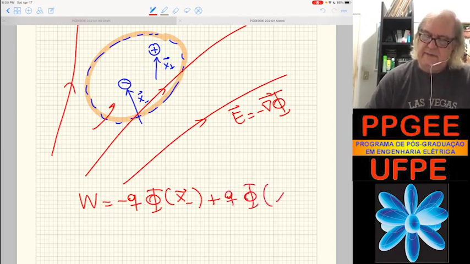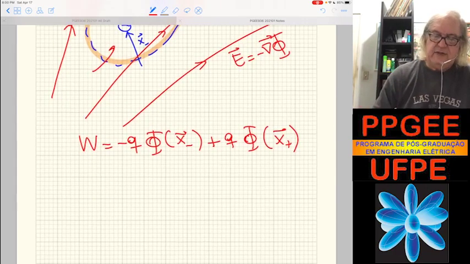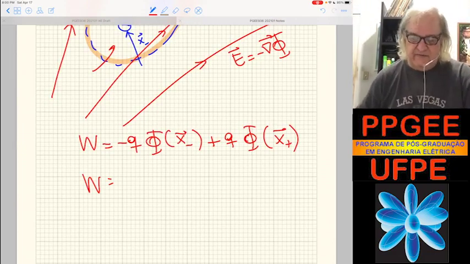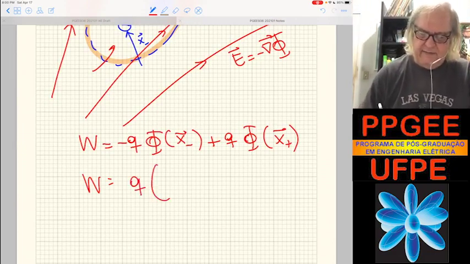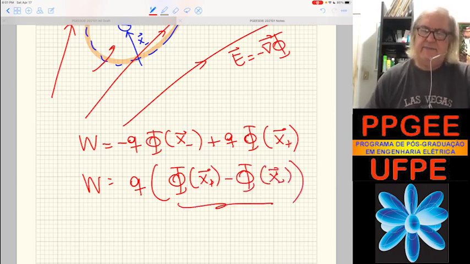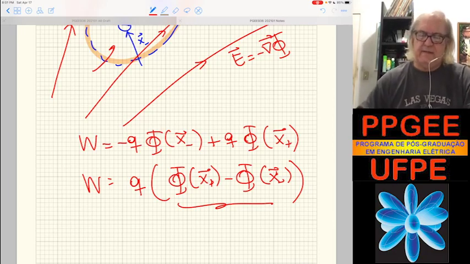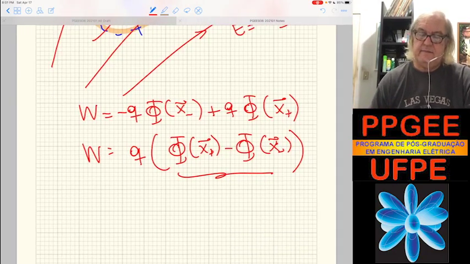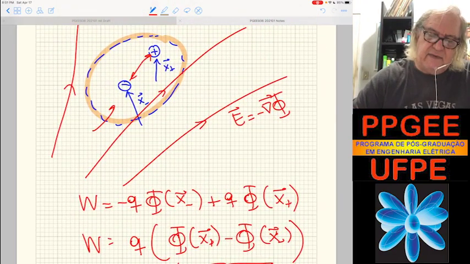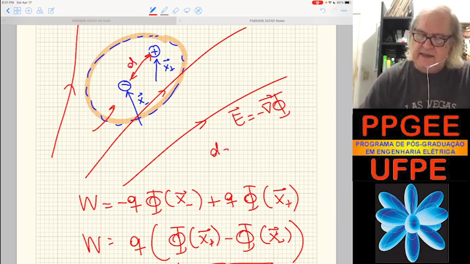Potential of x plus, at x plus, right? So the energy of the system immersed in the field is Q times phi of x plus minus phi of x minus. So the potential difference between those two points. Well, if the separation between charges, let's call it d, is x plus minus x minus.